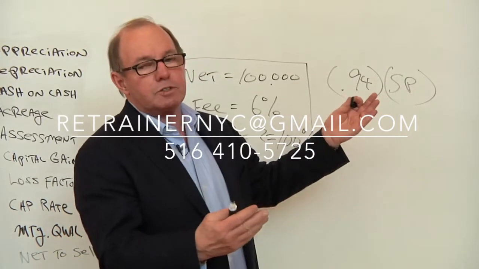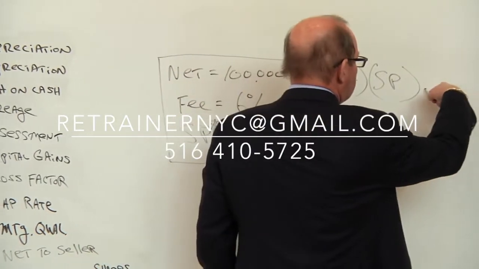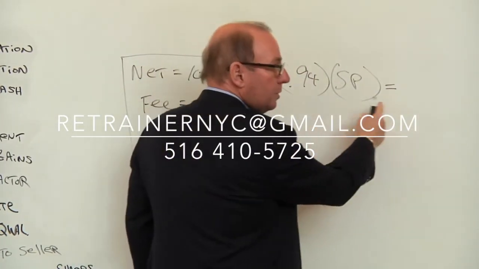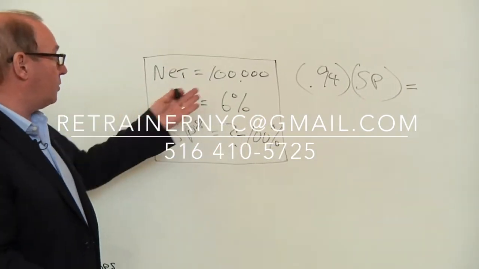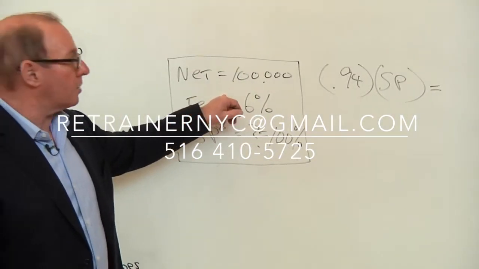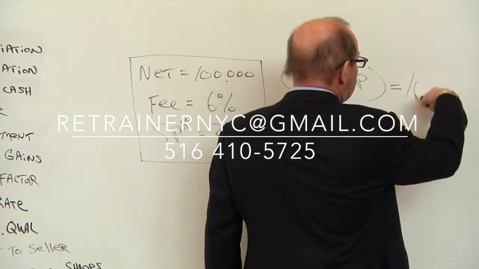But I still can't solve for the sales price unless I set up an equation. That's going to be easy. Let's make an equation. Net to seller equals net to seller. What number goes on the right-hand side? You've got it. It's in the setup box. That's the $100,000. So net to seller equals net to the seller. Let's put $100,000 over here.